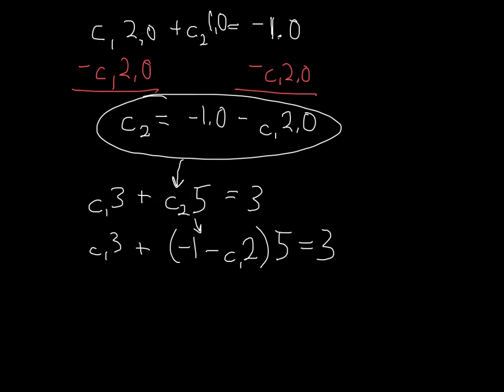All very methodical, it will always work. C1 times 3 plus negative 5. I have to distribute that 5 into everything in the parentheses. Minus C1, 5 times 2 is 10, equals 3. I can combine my C1s, can't I? I have 3C1 minus 10C1. What's that? Negative 7C1. I assume that's what you said.